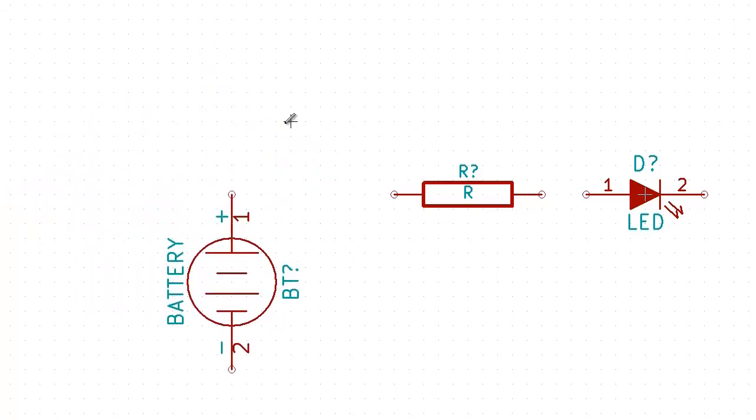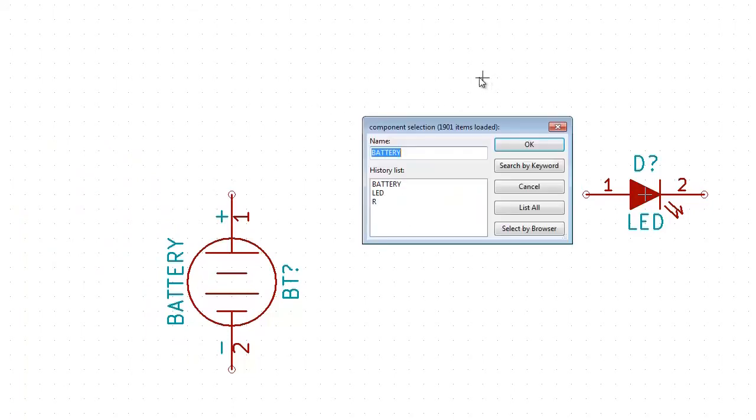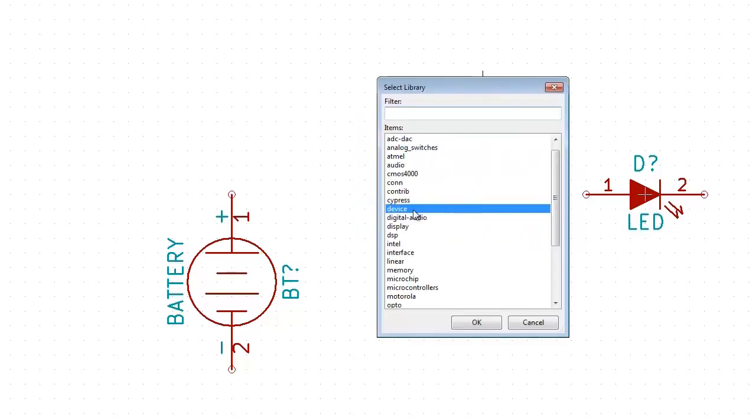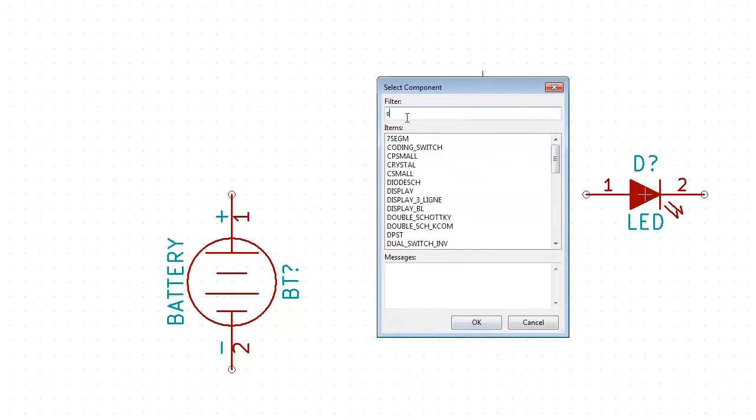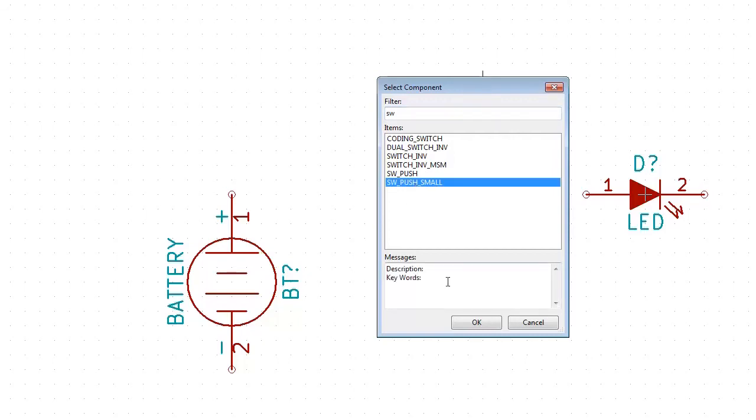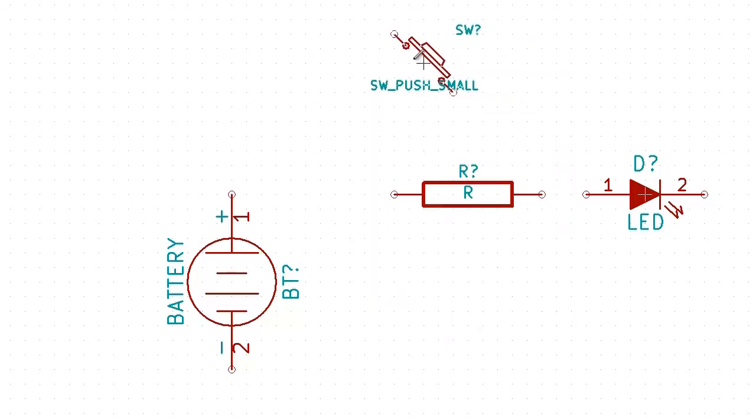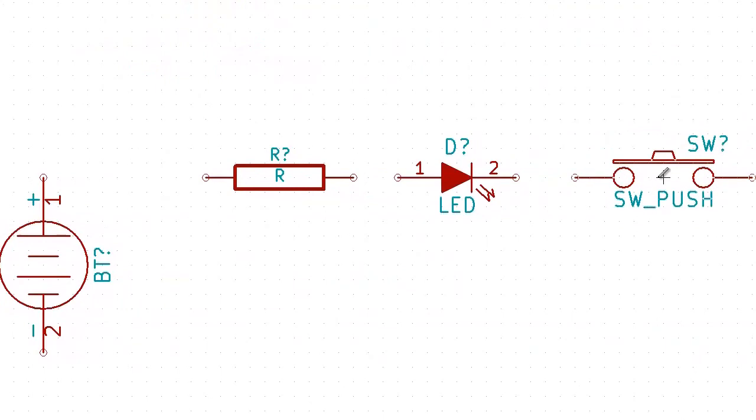And now we need a little switch as well. So press A for adding component. Switch, no, let's go to list, device, SW, oh yeah, switch, dual switch, switch, inverting switch, push switch, small push switch. Interesting. I don't want that. Push switch. Yeah, that looks better. And let's wire this thing together.